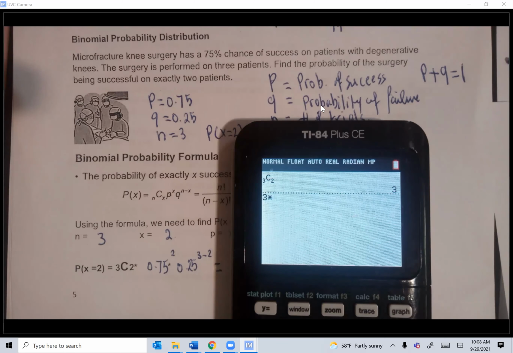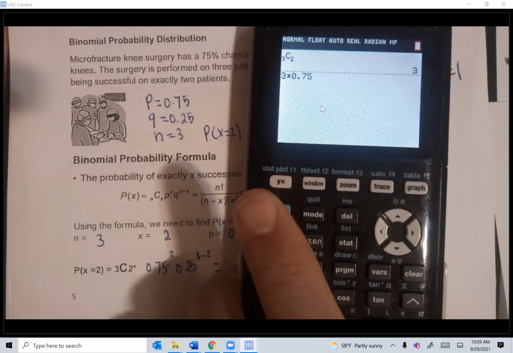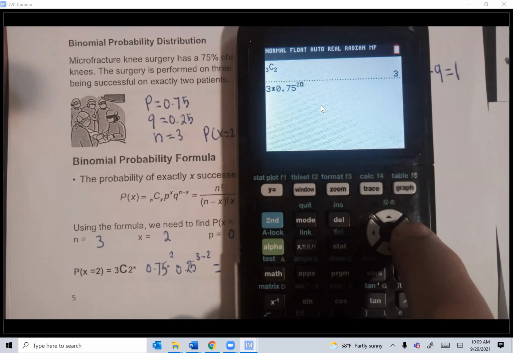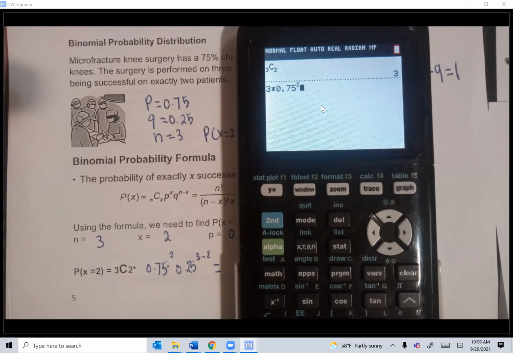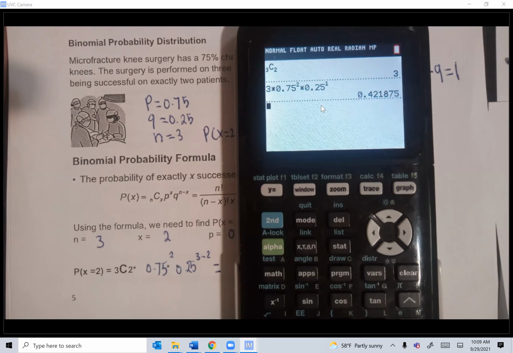0.75 raised to the power of 2. And look, this is the exponent, guys. This is for the exponent right here. Oh, you don't see it. Just let me raise it right here. 2. And now to go back to the line, you just press this key and then times 0.25 raised to the power of 3 minus 2, which is 1, guys. Okay, I can still raise it to the power of 1 just to show you how that works. And here's the answer. 0.421875. That's the probability. So I put the answer.